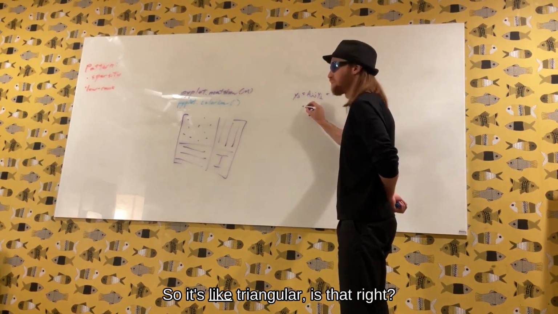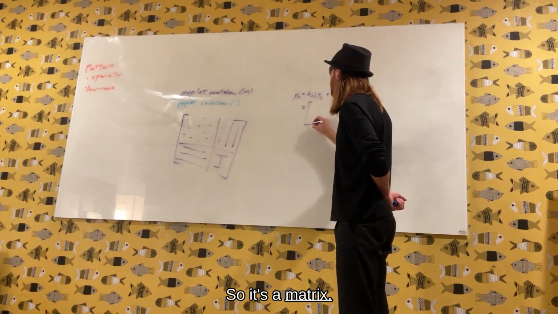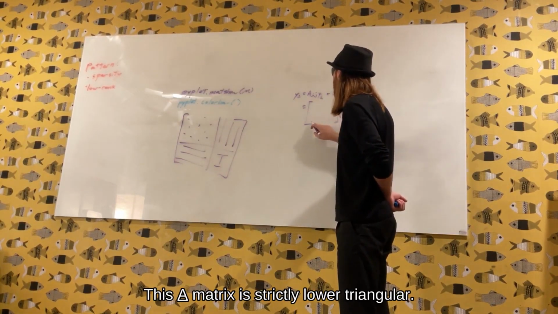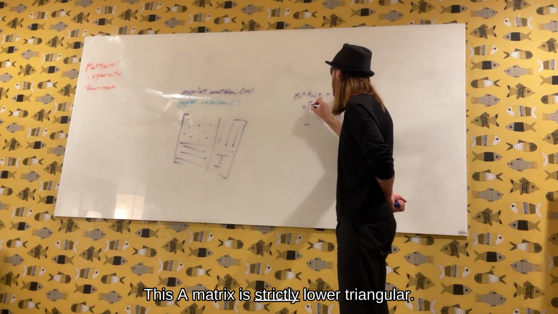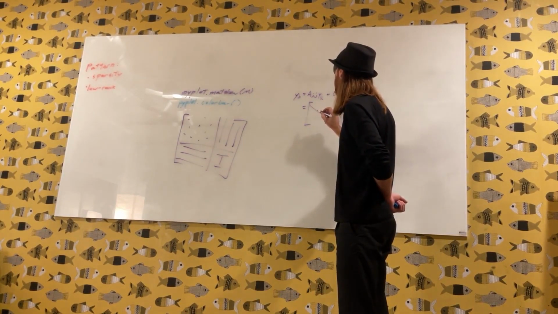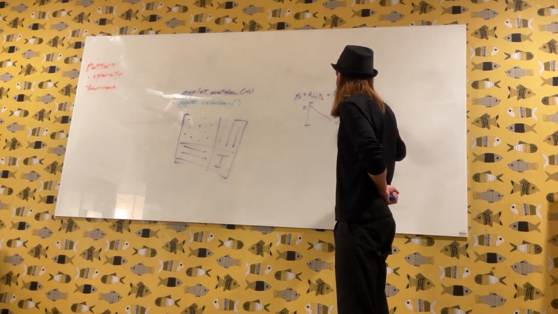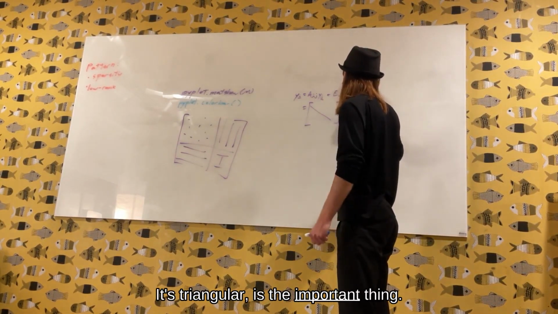It's like it's triangular. Is that right? Bingo. So as a matrix, this A matrix is strictly lower triangular. Upper triangular, I guess, maybe depends how you draw it. Yeah, triangular is the important thing.